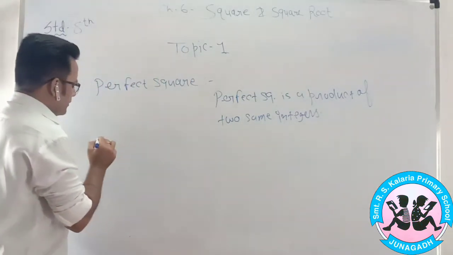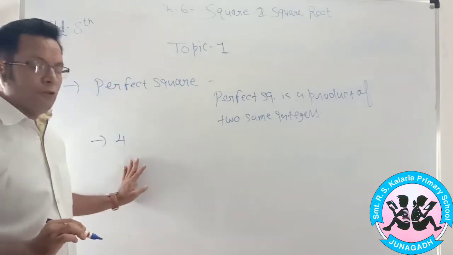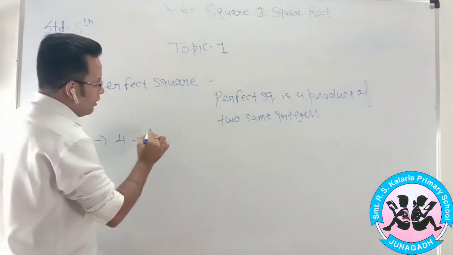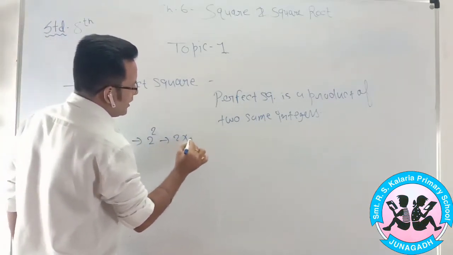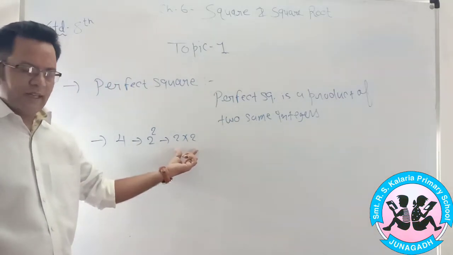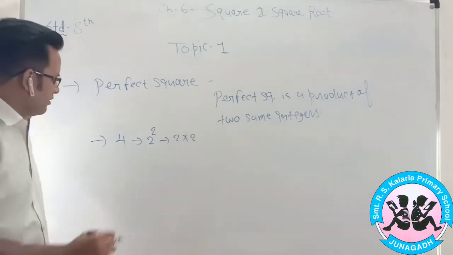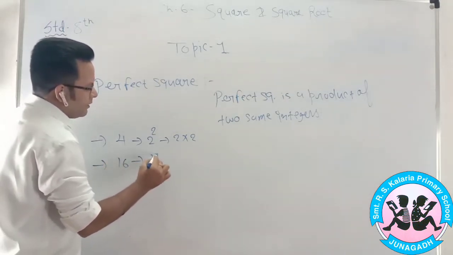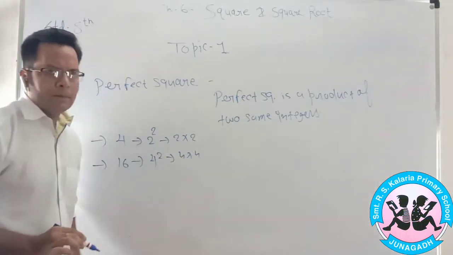Now, suppose here 4 is given. So 4 is the square of 2. 2 square means 2 into 2. You can see two same integers, right? A perfect square is the product of two same integers. One more example: 16 means square of 4, means 4 into 4, right?